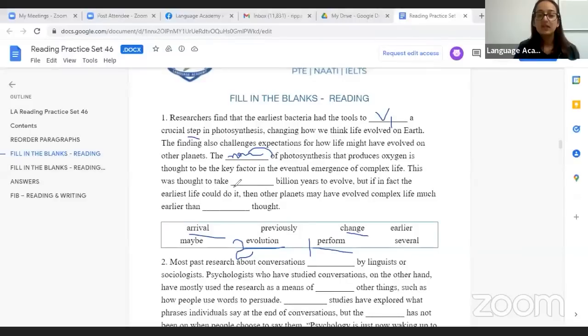This was thought to take dash billion years to evolve. So this was thought to take how many billion years? Do we have anything which can further describe? So we can say several billion years, that we thought that it used to take several billion years to evolve. But if in fact earliest life could do it, then other planets may have evolved complex life much earlier than previously thought. Previously thought is a very common combination, a collocation you can say. These two words are written together a lot of times. Than previously thought, 3 words actually.